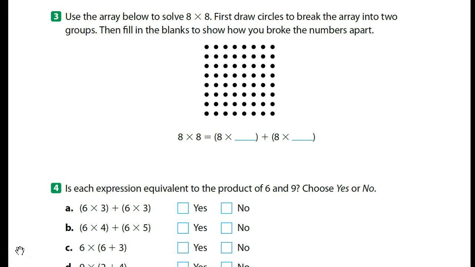All right, it says use the array below to solve 8 times 8. Okay, no problem. First, draw circles to break the array into 2 groups. So, I have 1, 2, 3, 4, 5, 6, 7, 8. Okay, I have 8 columns. How can I divide that? I'm decomposing this A right here.